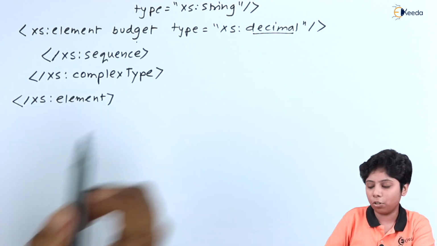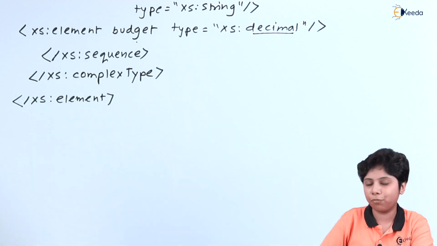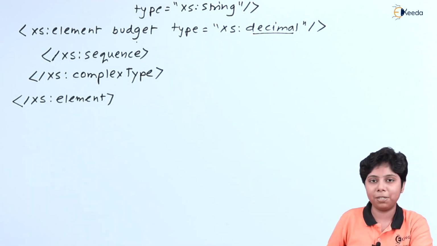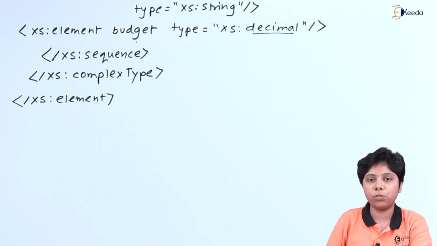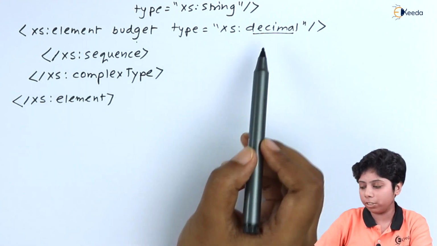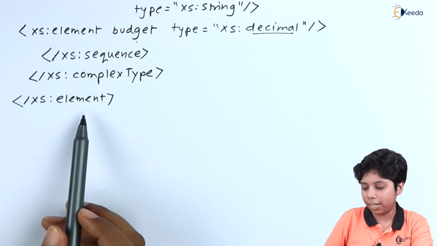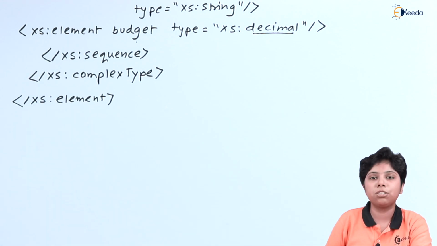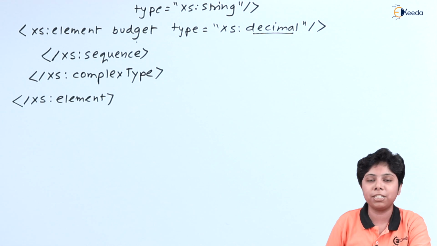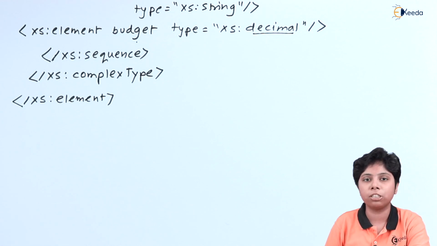Now that I have closed the sequence tag, that means first department name, then building, then budget. After that, I have closed the complex type tag, which will have 2 strings and 1 decimal data type. And after that, I have closed the element tag to define that the element department has been defined. Now we will define more relations, on course or the instructors.